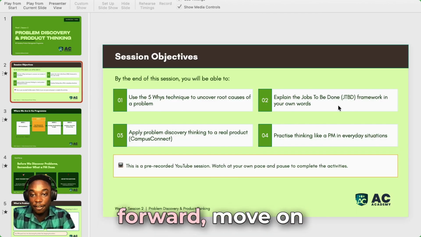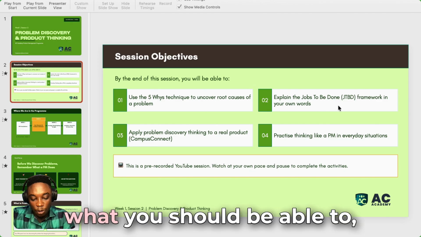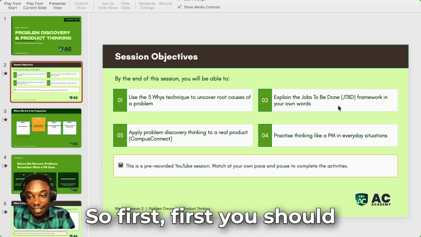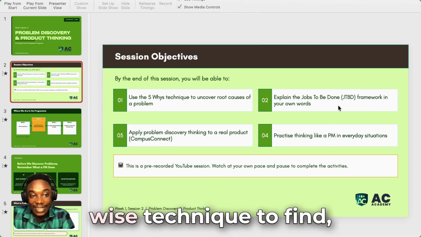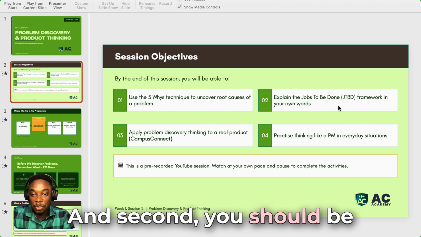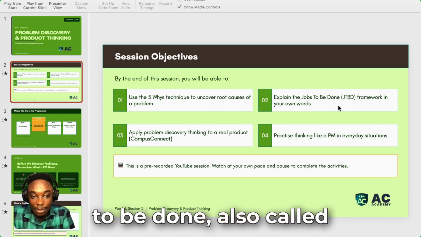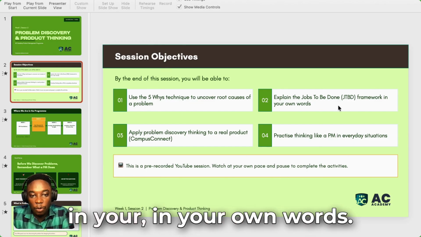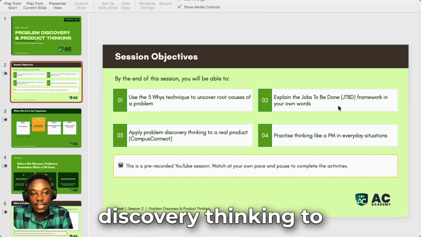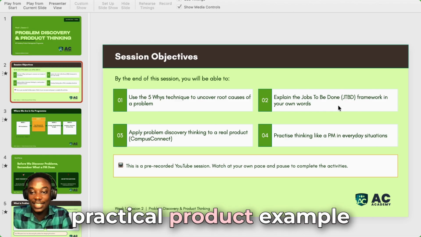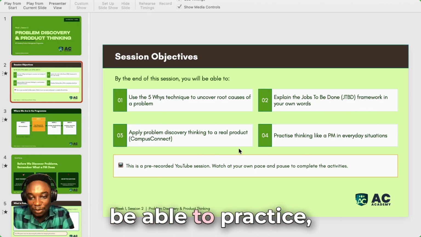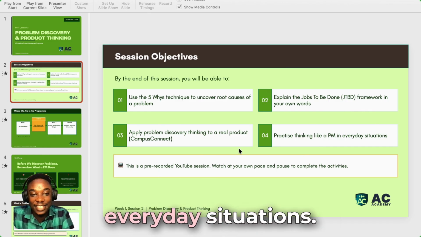All right, so let's move on to the session's objectives, what you should be able to do by the end of this session. First, you should be able to use the five whys technique to find the real cause of a problem. Second, you should be able to explain jobs to be done, also called JTBD for short, in your own words. Thirdly, you should be able to apply problem discovery thinking to Campus Connect, our very own practical product example, because we do like food. Yes. And fourth, you should be able to practice product thinking in everyday situations.